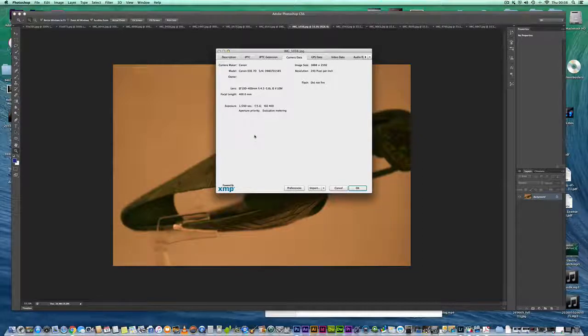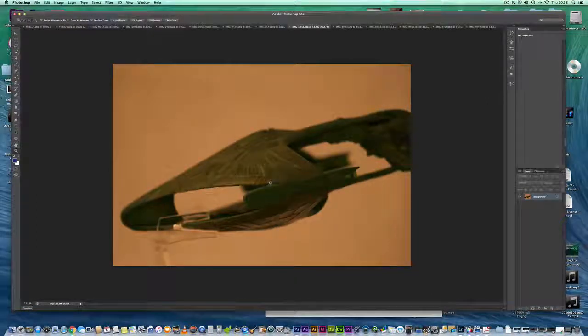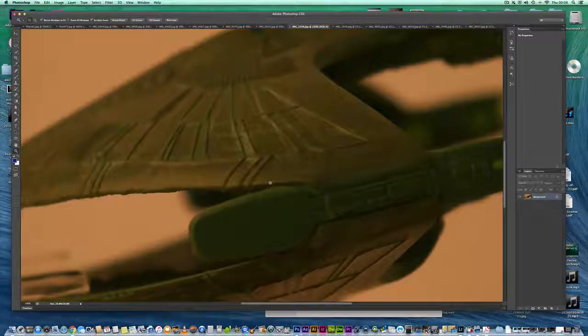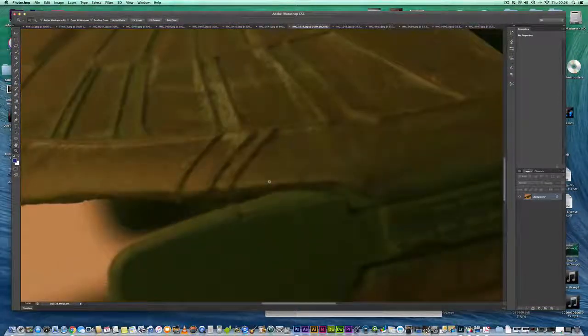400mm, 400 ISO, 5.6. Again, camera set to medium settings. Let's zoom in there. So it looks pretty good at 50%. 100%. 200%. 300%. Move on to the next image.